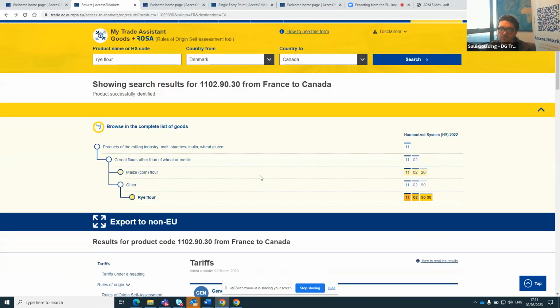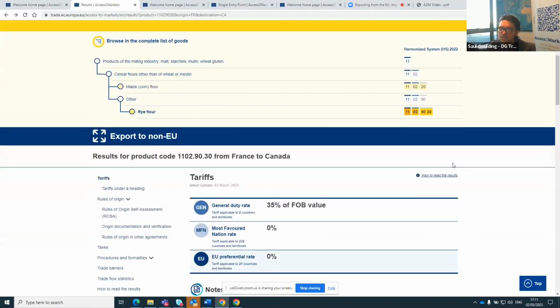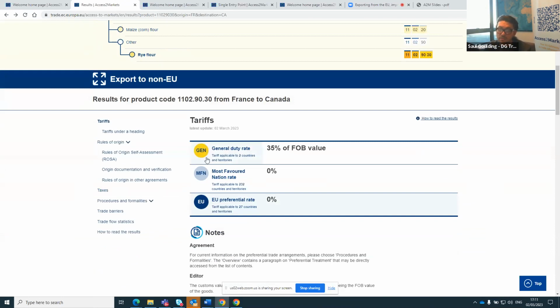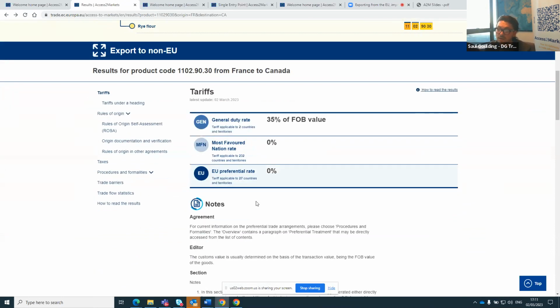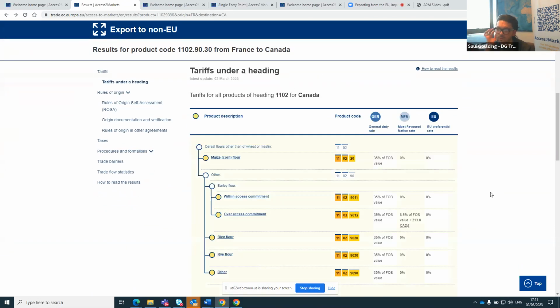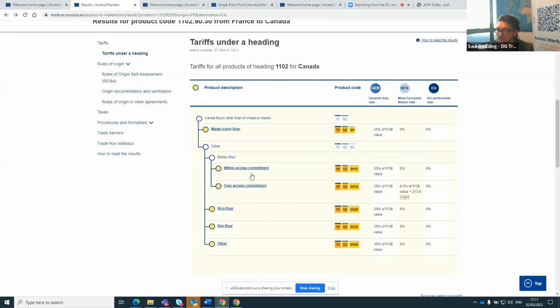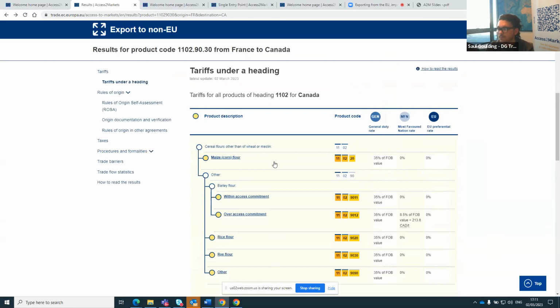So say you are looking at exporting rye flour from Denmark, you can look at what the general duty rate would have been. But because of our CETA, we have a 0% rate on tariffs. So that's number one. You can also go into a bit more detail here of what the tariffs under the 1102 code are, on the different levels of flour, etc. It shows you the scope of how much data is actually there.